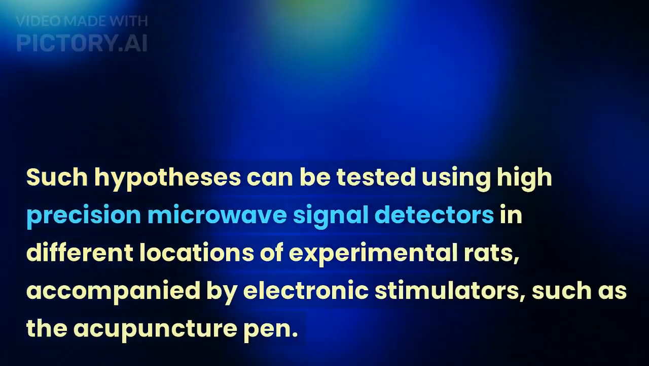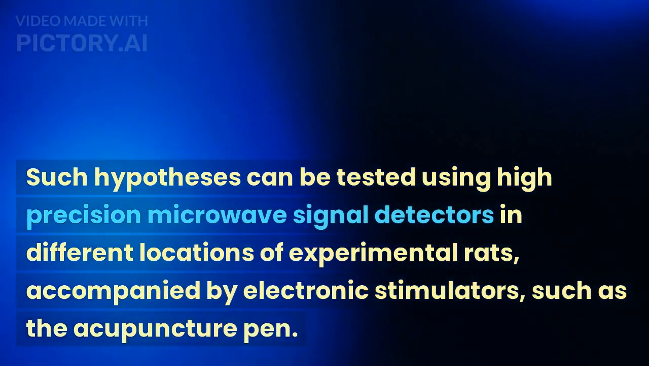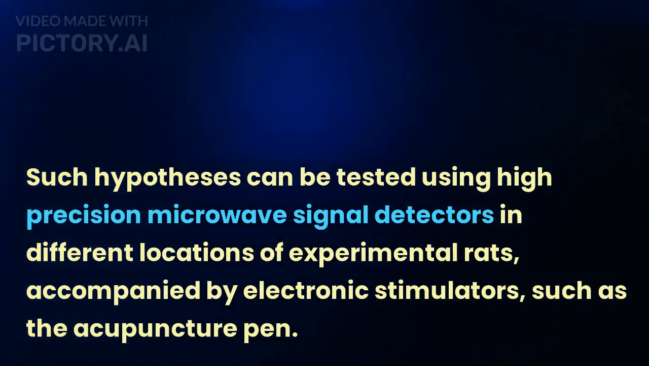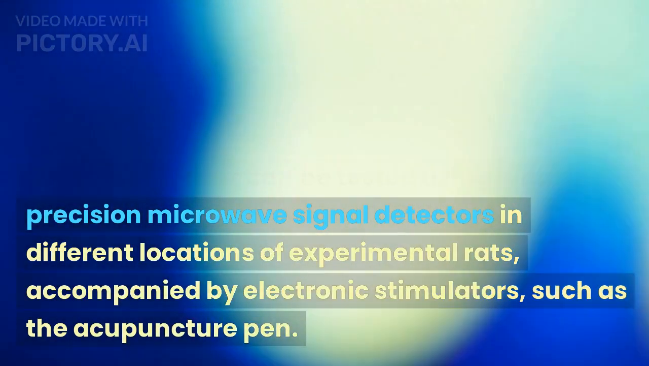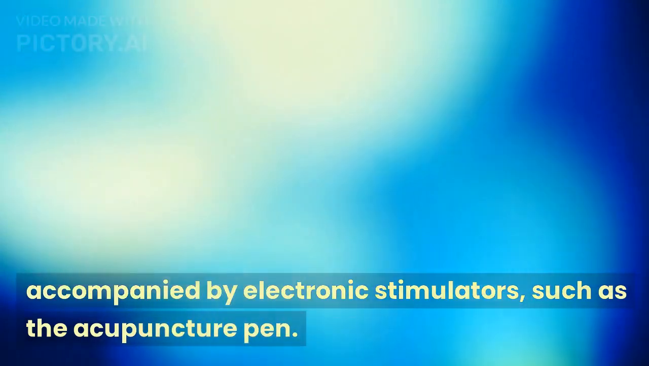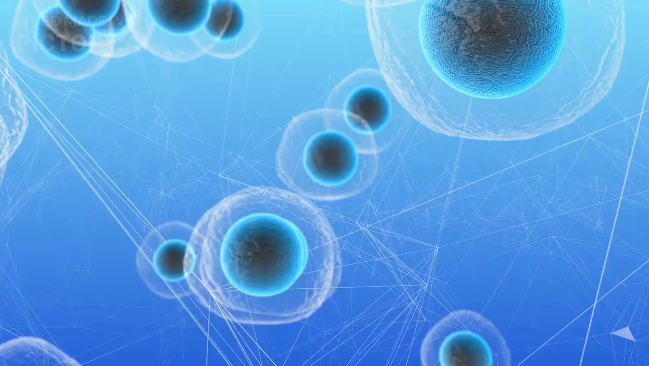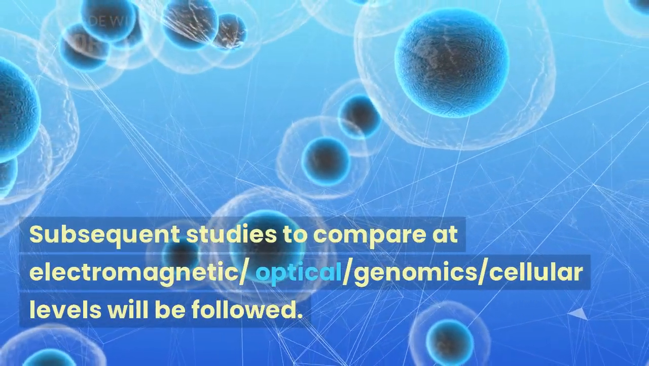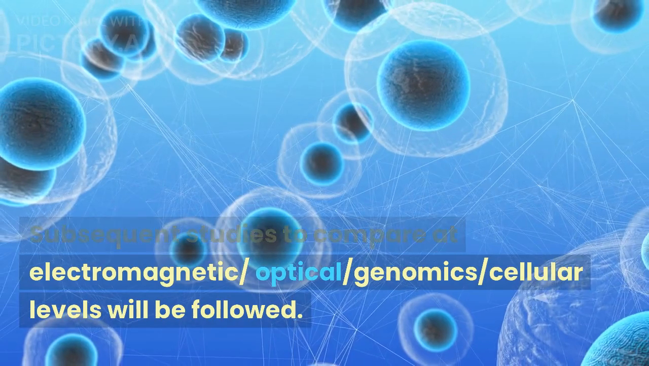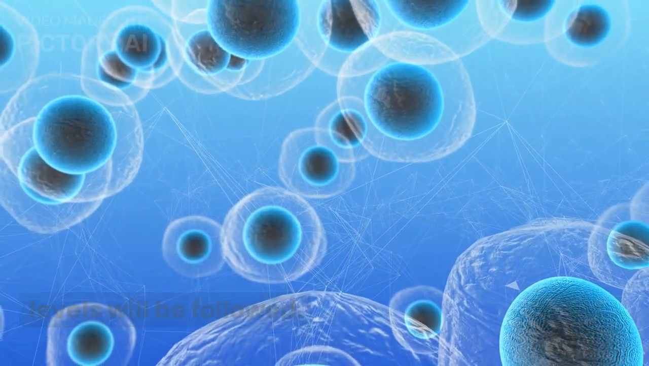Such hypotheses can be tested using high-precision microwave signal detectors in different locations of experimental rats, accompanied by electronic stimulators, such as the acupuncture pen. Subsequent studies to compare at electromagnetic, optical, genomics, and cellular levels will follow.